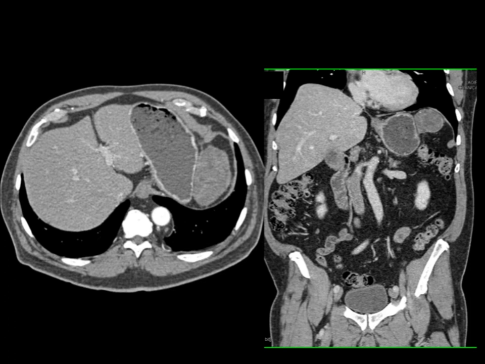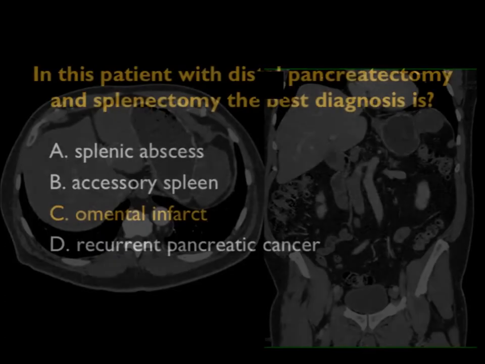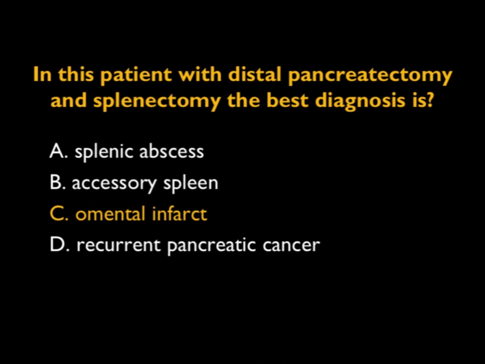It's not an abscess because the spleen is gone. I guess you can have an abscess in the patient's splenic bed. It's not recurrent pancreatic cancer; it's very well defined, abutting the stomach. What this is, is an omental infarct. We have written an article about this. Omental infarcts in the surgical bed, particularly after distal pancreatectomy and splenectomy, are not uncommon, particularly in patients who've had laparoscopic surgery. They have mass effect. They're of no clinical significance. They aren't infected, and you don't need to do anything about them.